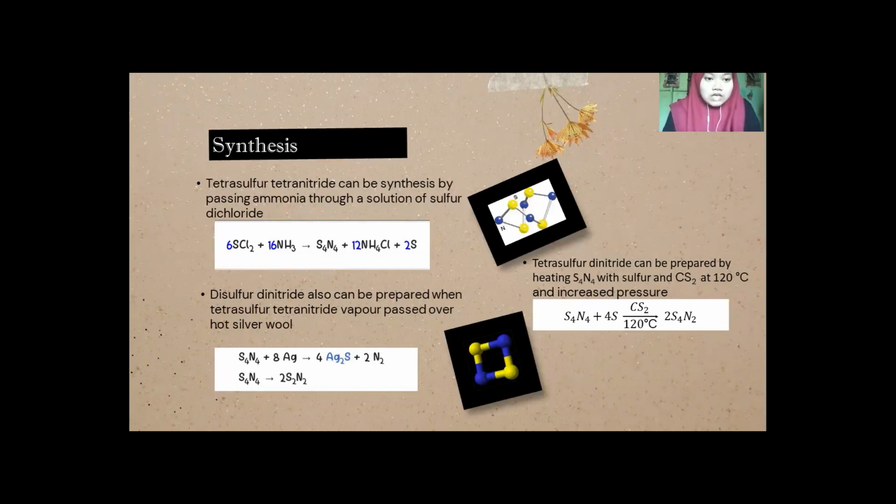the equation given. Other than that, disulfur dinitride, which is also a sulfur nitrogen compound, can be prepared when tetrasulfur tetranitride vapor passes over hot silver wool. Tetrasulfur dinitride can be prepared by heating tetrasulfur tetranitride with sulfur and carbon disulfide at 120 degrees Celsius and increased pressure.